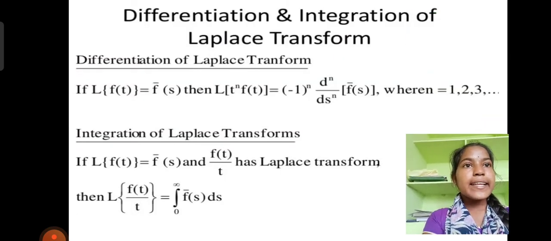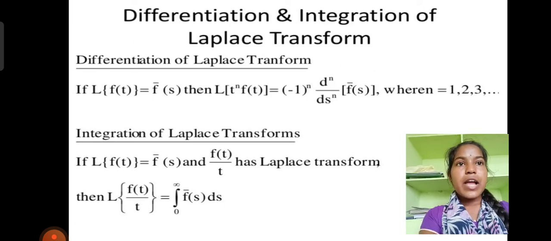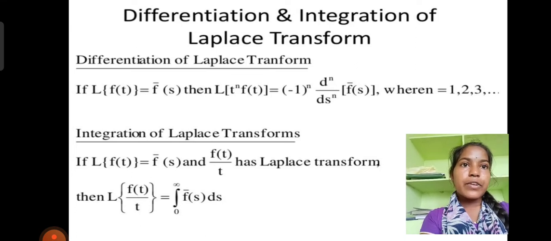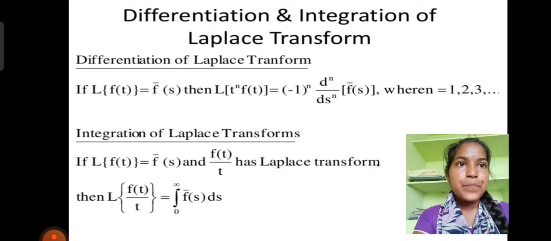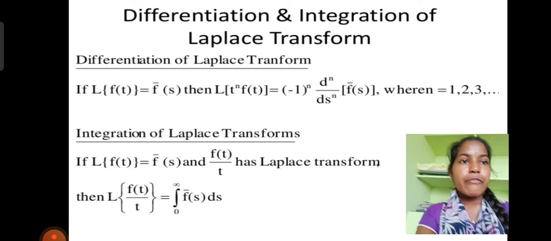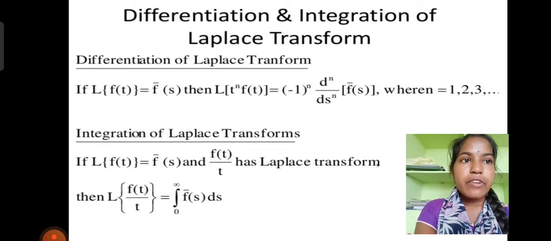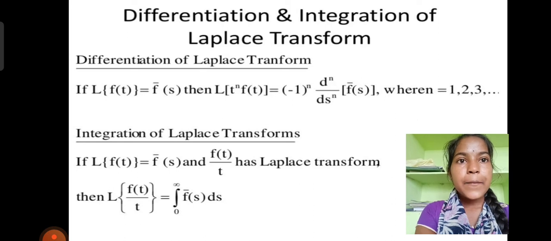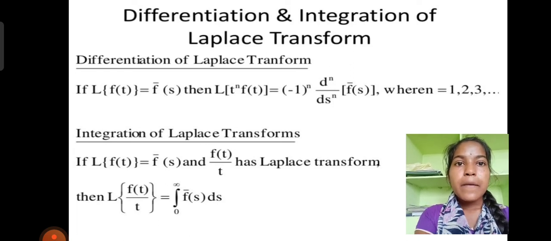Now differentiation and integration of Laplace transform. Differentiation of Laplace transform. If Laplace of f of t is equal to f bar of s, then Laplace of t to the power of n f of t is equal to minus 1 to the power of n d^n by ds^n f bar of s, where n is equal to 1, 2, 3 and so on. Integration of Laplace transforms. If Laplace of f of t is equal to f bar of s and f of t by t has Laplace transform, then Laplace of f of t by t is equal to integration from 0 to infinity f bar of s ds.